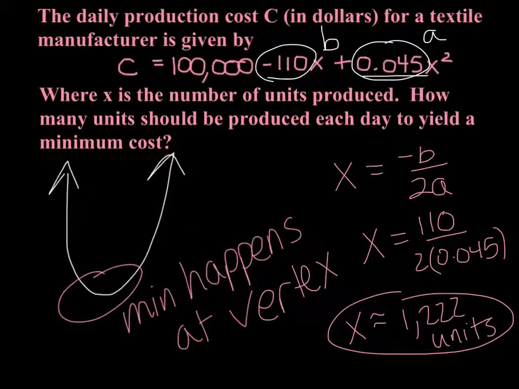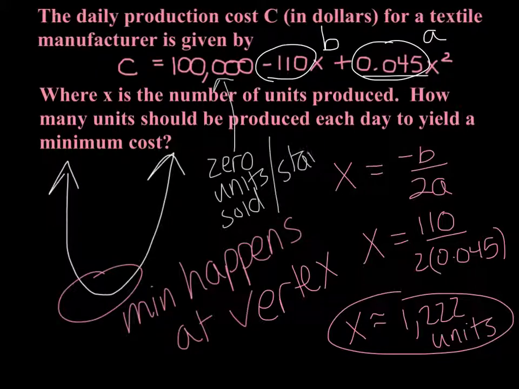I just wanted to quickly talk about what this number means. So I'd like you to understand that type of thing. The 100,000 is when x is 0, so 0 units sold. So that's your starting cost before you even sold anything or made anything. So that's all maybe the price of the machinery.